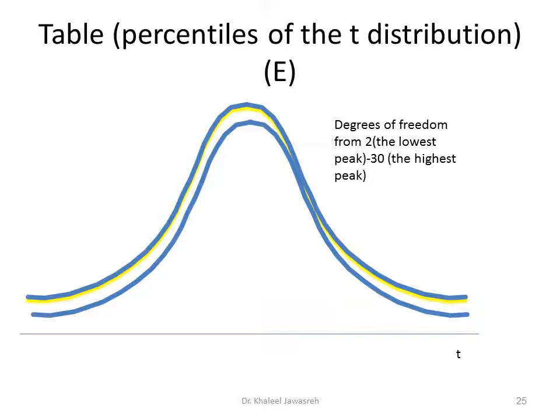Degrees of freedom from 2, the lowest peak, to 3, the highest peak. As you see, if you increase the number of observations, the t distribution will approach normality, the normal distribution. It has been discussed. You can go back to my discussion.